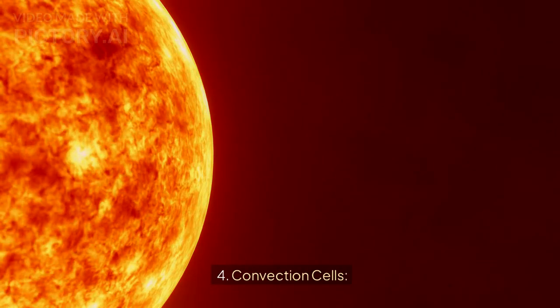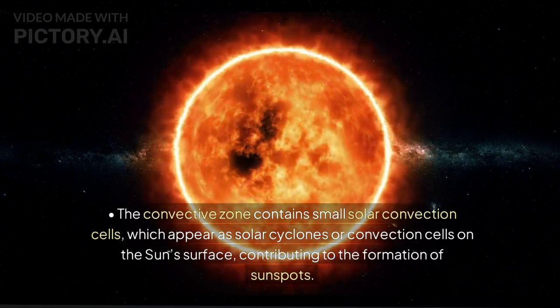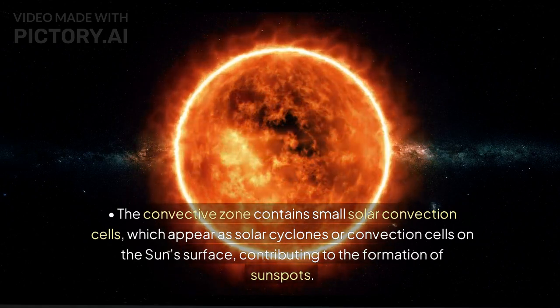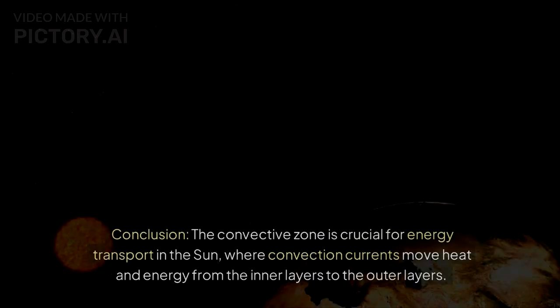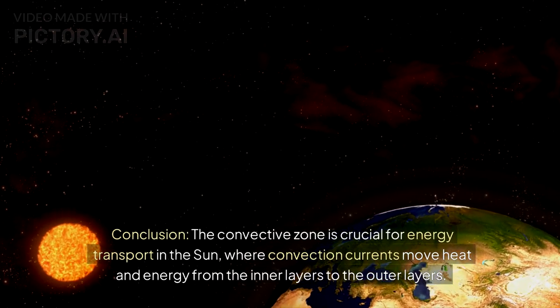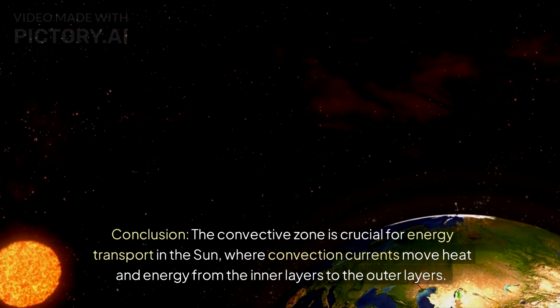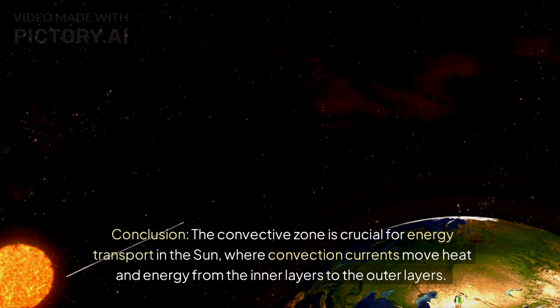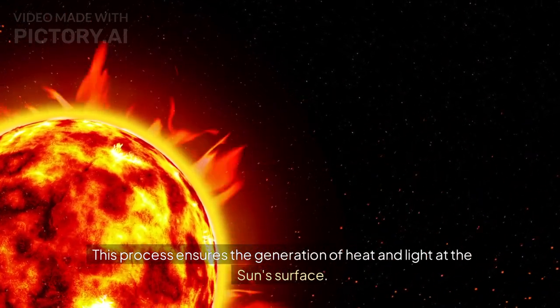4. Convection cells. The convective zone contains small solar convection cells, which appear as solar cyclones or convection cells on the Sun's surface, contributing to the formation of sunspots. Conclusion. The convective zone is crucial for energy transport in the Sun, where convection currents move heat and energy from the inner layers to the outer layers. This process ensures the generation of heat and light at the Sun's surface.